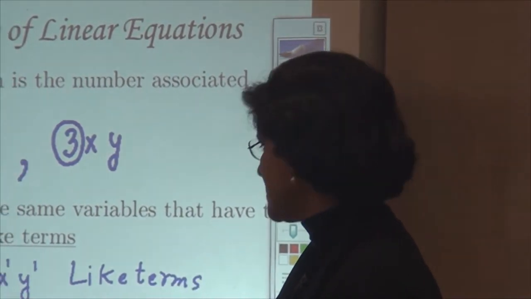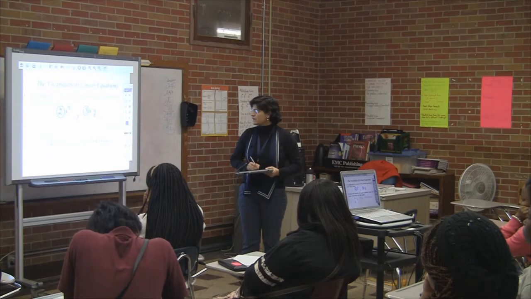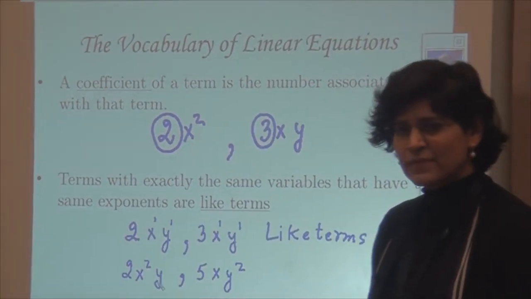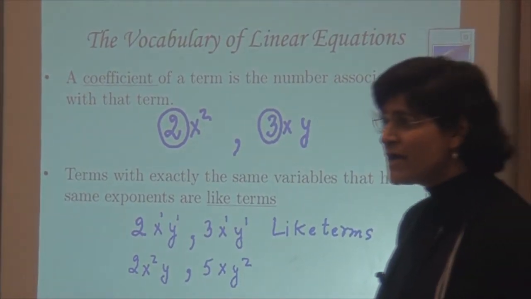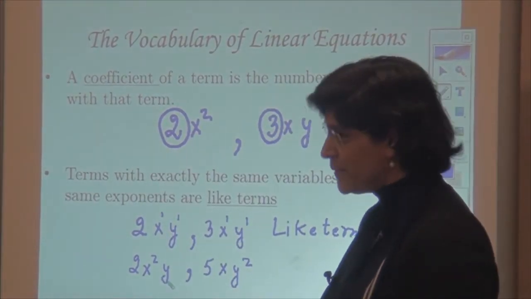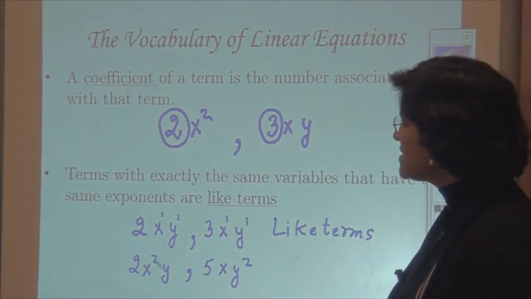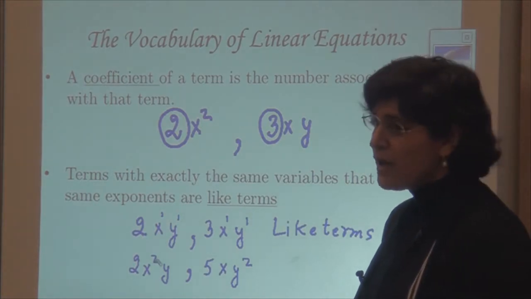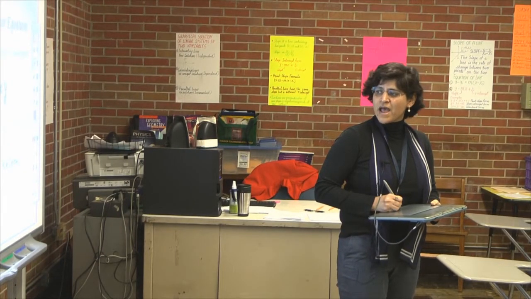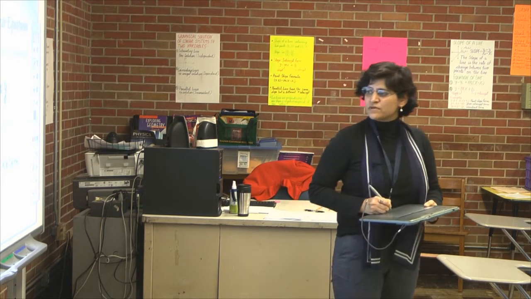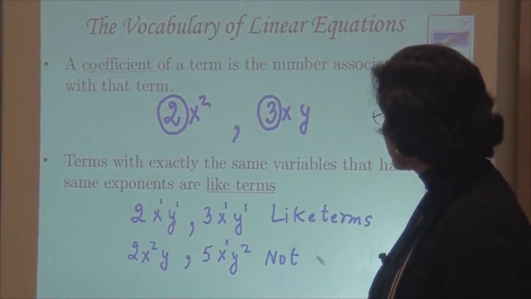Now let's take up a non-example. Suppose I write something like 2x squared y, and then I write 5xy squared. What do you think about this? They're not like terms. They're not like terms because we have the same variables, but we don't have the same exponents. X in the first term has an exponent 2, but x in the second term has an exponent 1. So these are not like terms. So we will write right here next to it: not like.